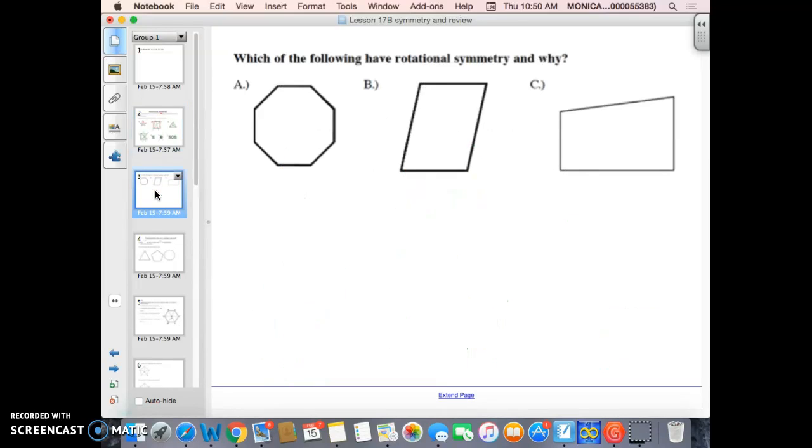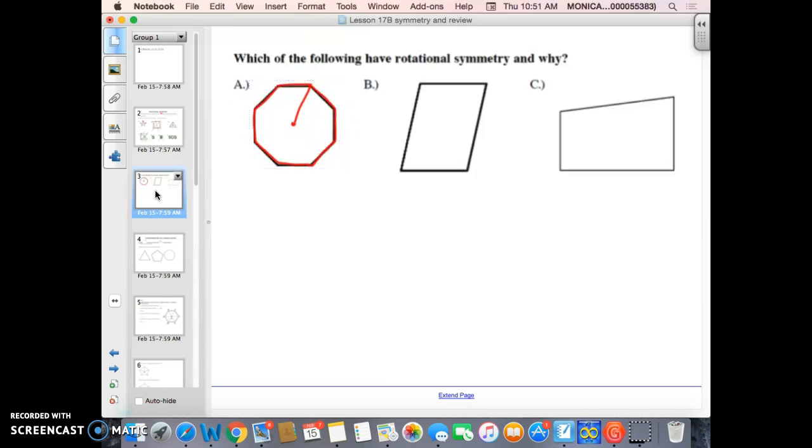Which of the following have rotational symmetry and why? We can look at this shape here. I'm going to trace it just like I did. Hopefully that'll work beautifully like it did. Here we go. You'll notice I'm going to mark this one right here. If I take this shape, look at the whole thing, and rotate it like this, yes, it definitely has rotational symmetry. And you can rotate it several times.